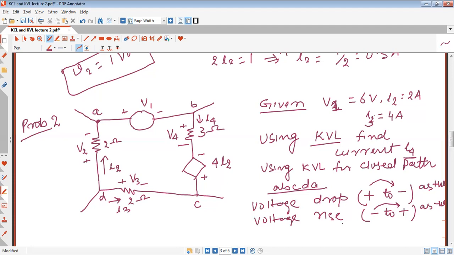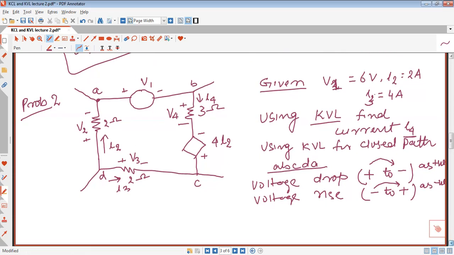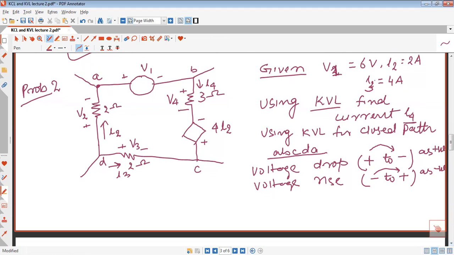So applying this law, we can write the equation from here. If I am going A to B, first we meet positive, so write positive V1. Again we meet positive here, so write positive V4. Now we are meeting negative, so write negative for I2. Now we are moving from negative to positive, so write negative V3, meaning we are facing negative first. Again coming here, going here, we meet positive first, so write positive V2 equal to 0.